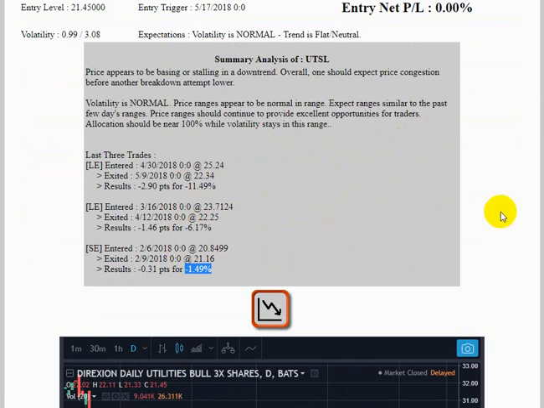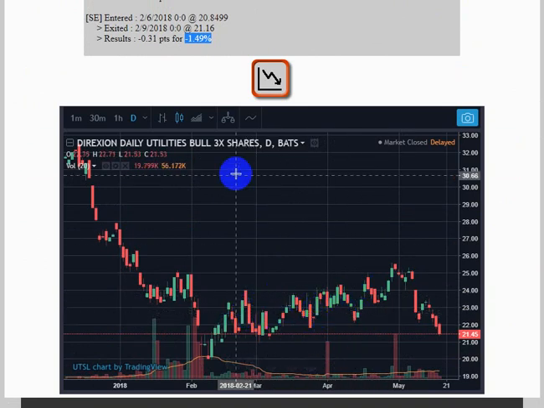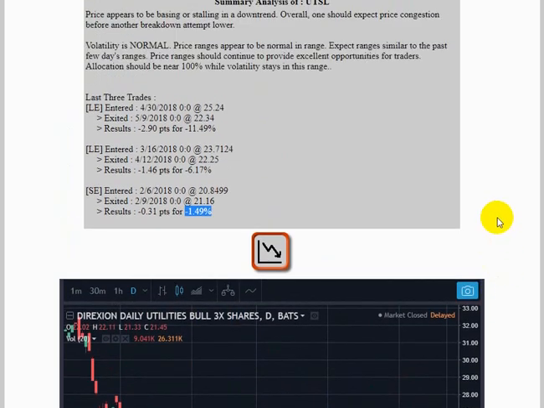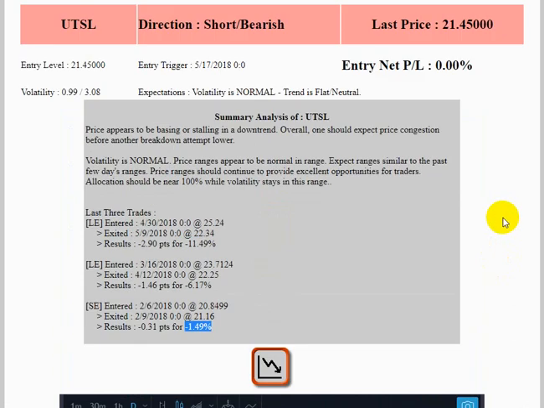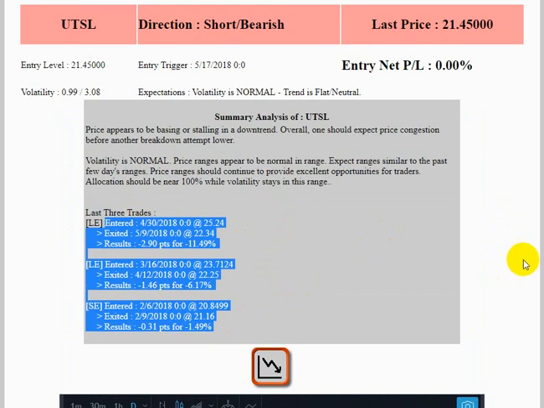So if you're going to try to take this trade, looking at this rotation here, knowing that there's probably a pretty good chance that you're going to get a 10 to 20% price rotation on this 3X ETF, you probably want to consider trading it with maybe a quarter position or a half position, or maybe a smaller amount of equity. Again, the reason these last 3 trades are shown to you is to show you how the system is performing recently and how well it's doing.